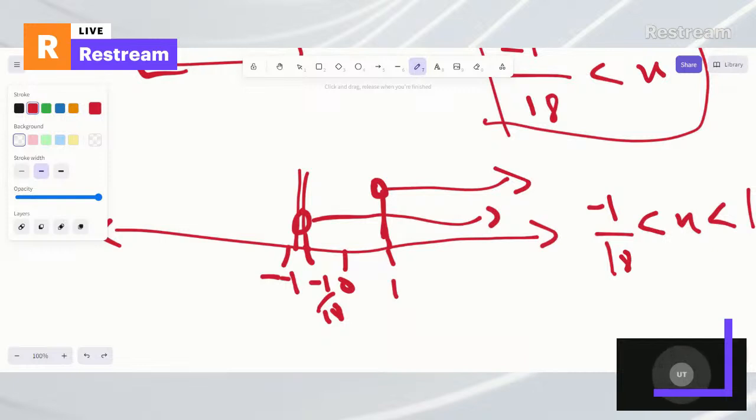Now I think everything is clear to you guys. All right, so let's move ahead and do some questions. Now I'm going to explain the inequalities question with a graph as well, right now. So do not worry about it, all right?